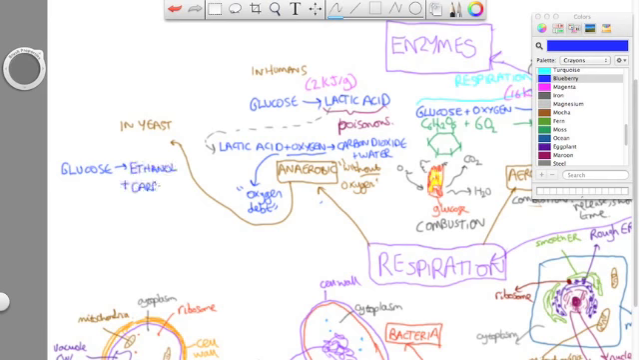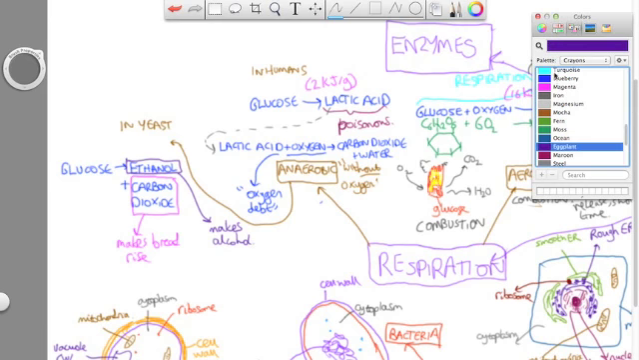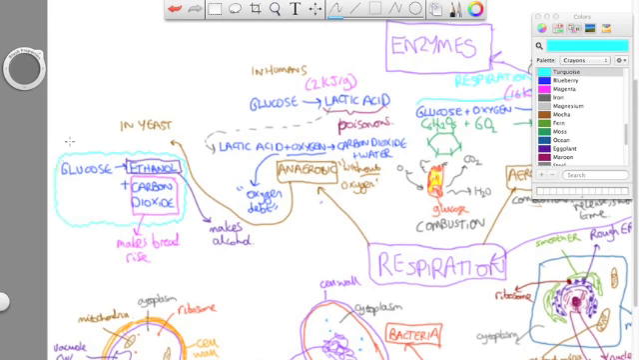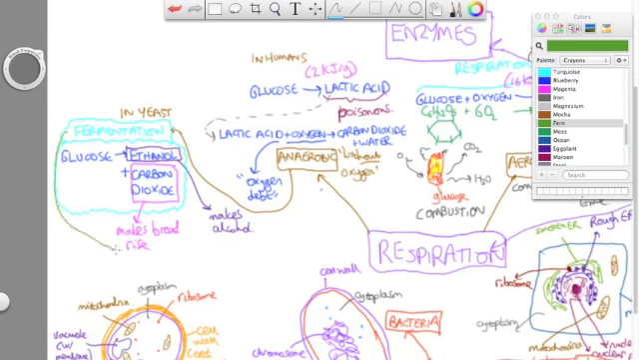Now, yeast have a different reaction. Their glucose is used to make both ethanol, which is alcohol, and carbon dioxide. So carbon dioxide is used to make bread rise, and that's how you make bread, whereas the ethanol is used to make alcoholic drinks. So yeast is a very important industrial microorganism, as its respiration produces 2 useful products, different to human respiration.